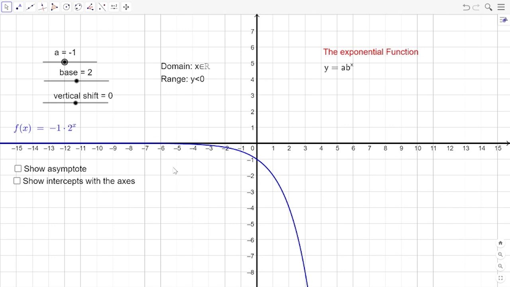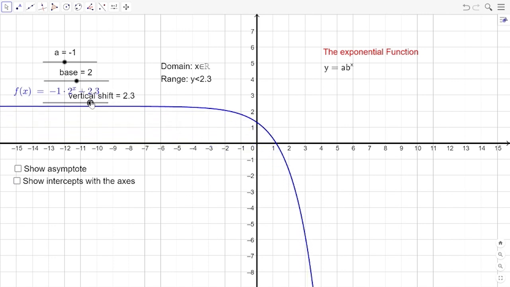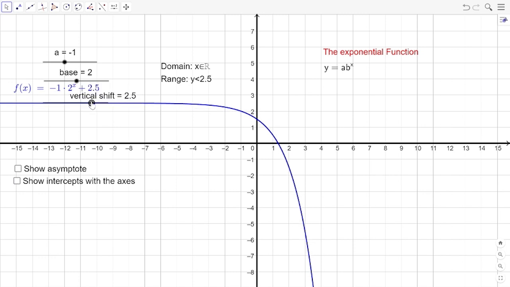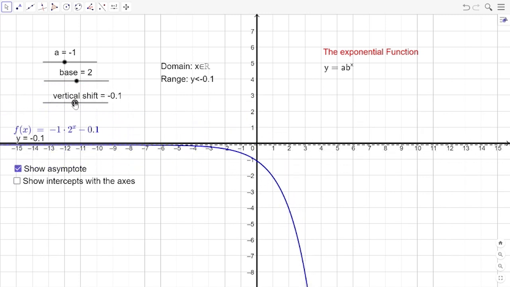Notice the domain, x can be anything, always. The range is going to depend on whether the graph's been shifted or not. If I was to pick this graph up a bit by, say, adding 2.5 at the back, now notice the range is less than 2.5. Exponential graphs have got asymptotes, so there's the horizontal asymptote, and that's just our c value. You can see the asymptote changing.